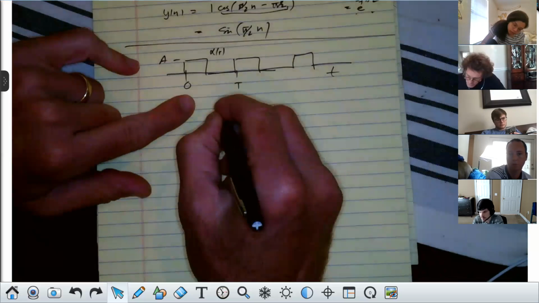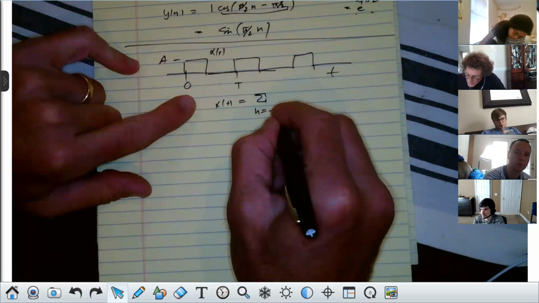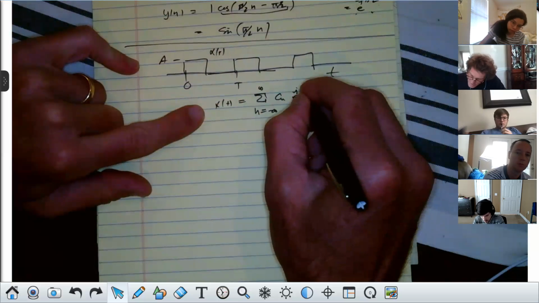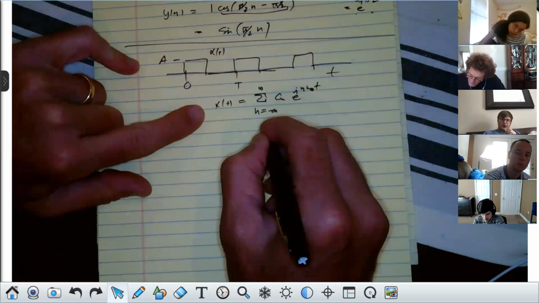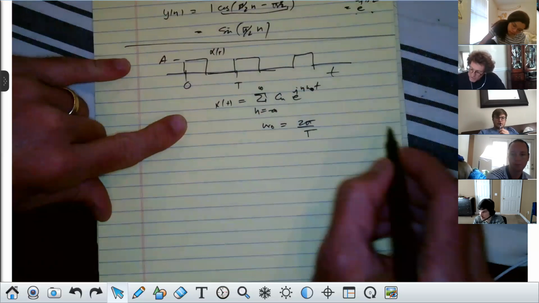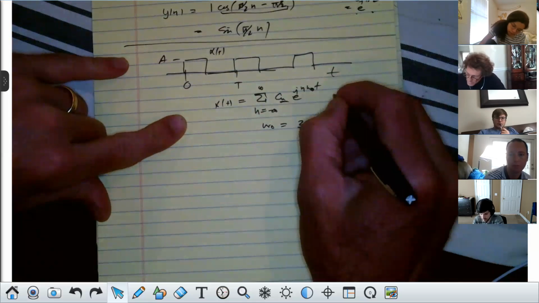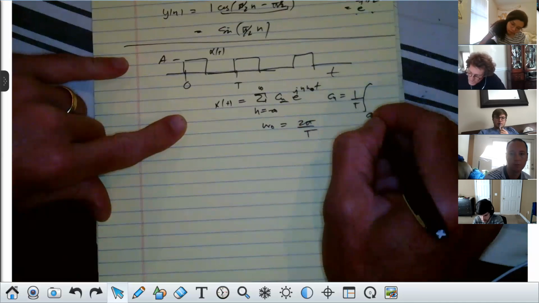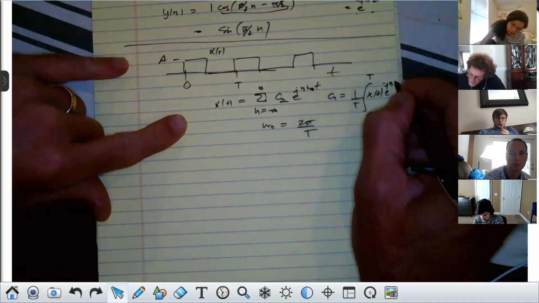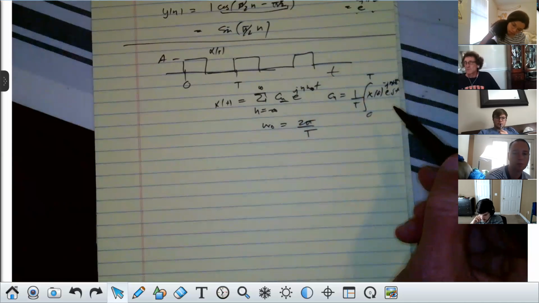I made the case, and you know it, x of t can be given as a summation from n equals minus infinity to infinity of some c of n e to the j n omega naught t. Here, omega naught was equal to 2 pi over T, the period, right? And you all know how to get those coefficients, c of n. Remember, I showed you that c of n was equal to 1 over T, the integral from 0 to T of x of t times e to the minus j n omega naught t dt. I'm just putting it down to trigger your memory.